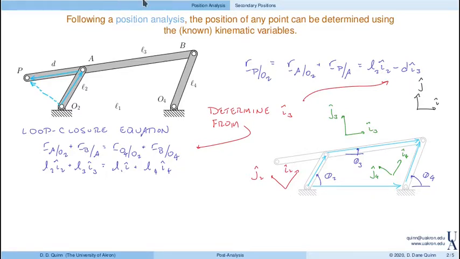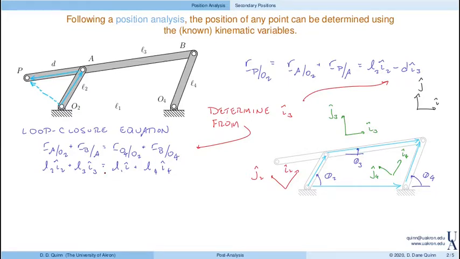So again, this is what I mean by following a position analysis. We carry through the loop closure equation, and eventually we'll solve for theta 3. And then once we know theta 3, we can go back and use that to find the position of P with respect to O2. Right, so let's do that.